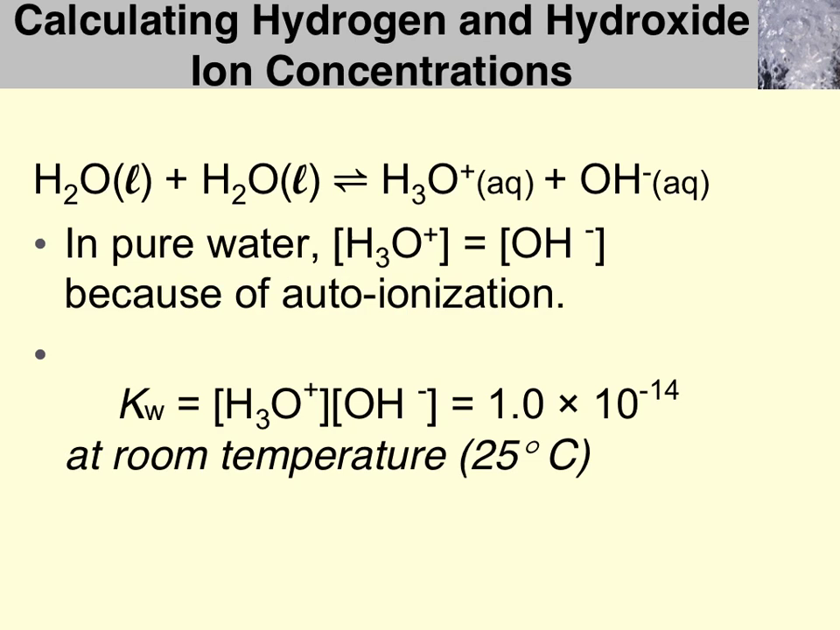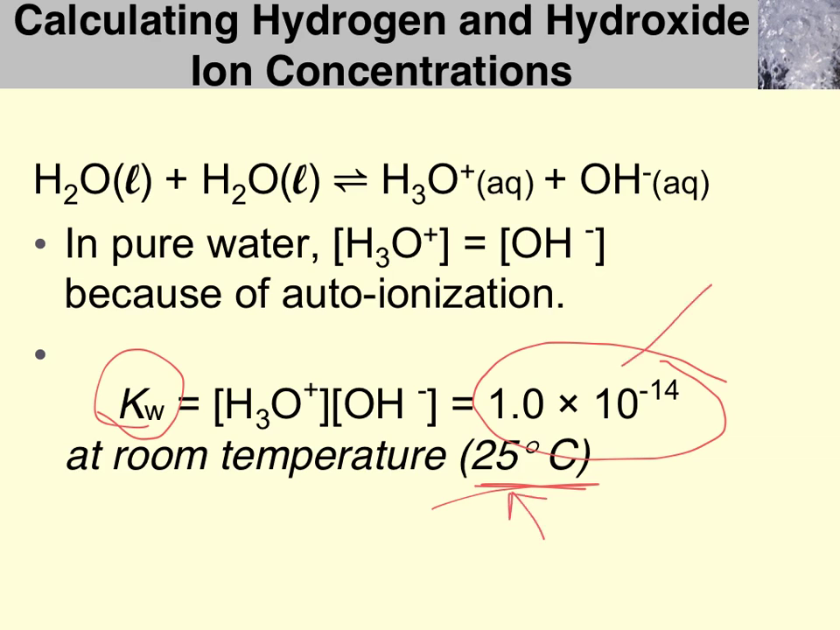It turns out that Kw, as long as you're at room temperature, always equals 1 times 10 to the minus 14. Now remember, the only thing that changes the value of an equilibrium constant is the temperature. So this will always be what Kw is as long as you haven't changed the temperature.